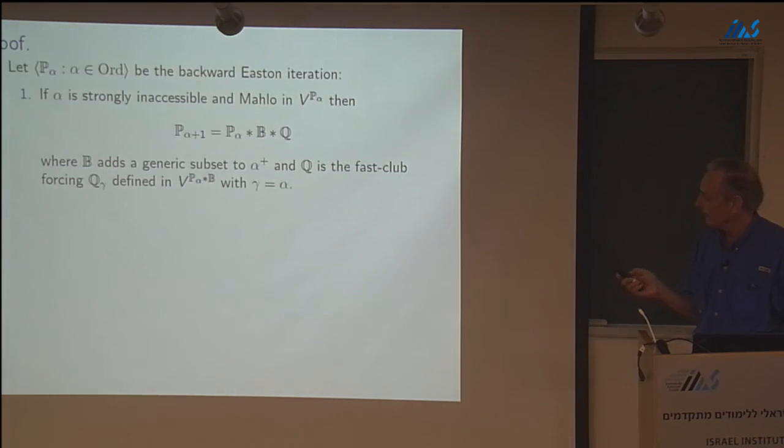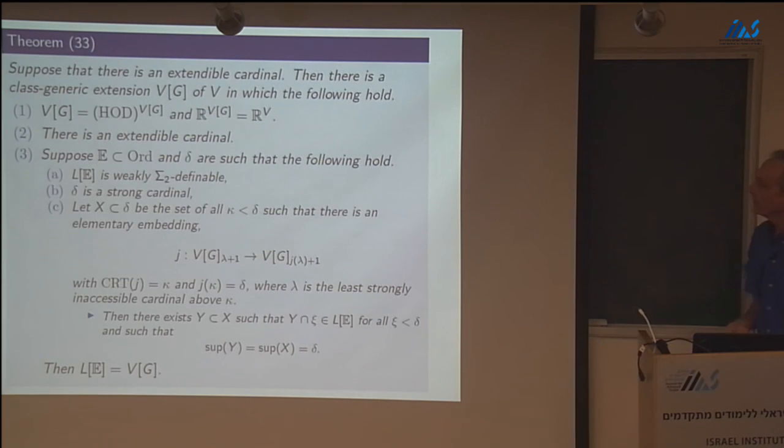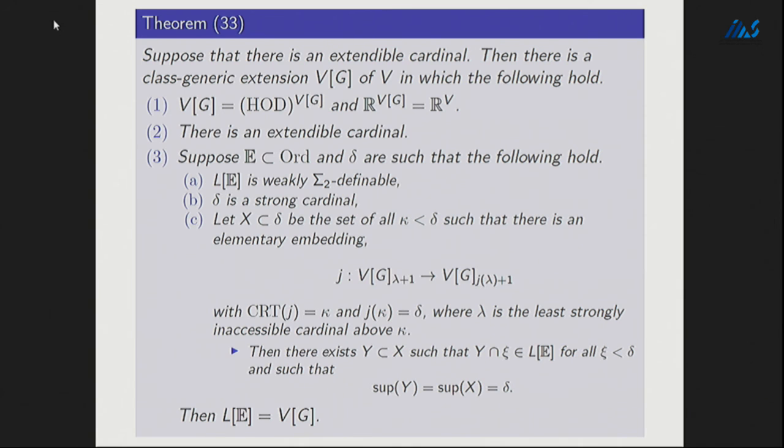If we have an E contained in the ordinals and delta such that L[E] is weakly Sigma_2 definable, delta is strong, now define X to be the set of kappa for which there's an embedding from V[G]_{lambda+1} to V[G]_{j(lambda)+1} with crit j equal to kappa and j(kappa) equal to delta, and lambda is the least strongly inaccessible above kappa, so it's some bunch of critical points, then there exists Y contained in X whose initial segments are an L[E] for all psi less than delta, and such that it's cofinal. Then L[E] is V[G].